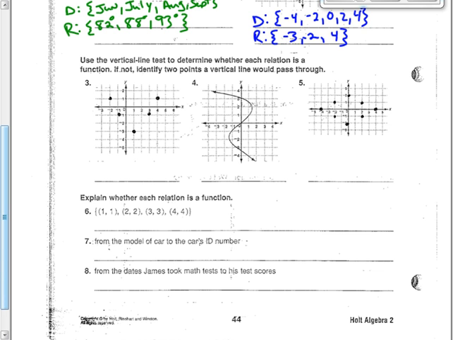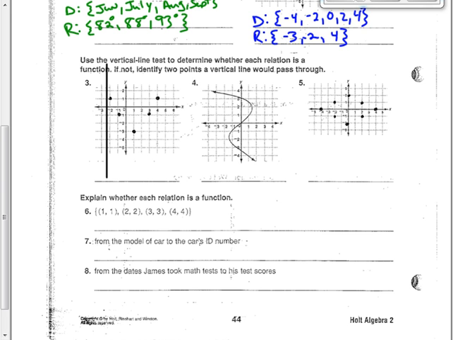So then number 3, using the vertical line test to determine whether the relation is a function. Okay, the vertical line test says that if I draw a vertical line, and it goes through the graph or the points at more than one place, then it is not a function. Okay? And so if I draw a vertical line in here, let me grab one from the top here quickly.